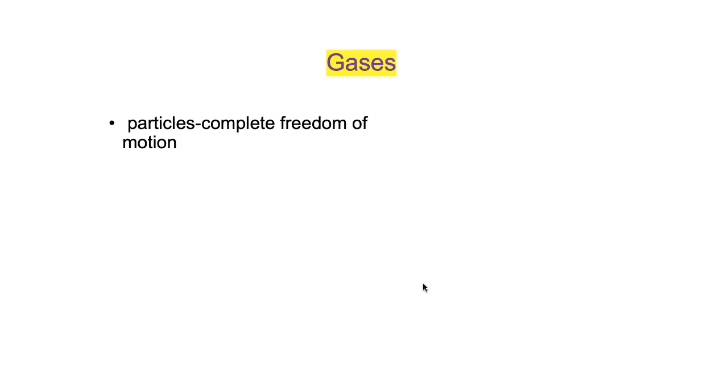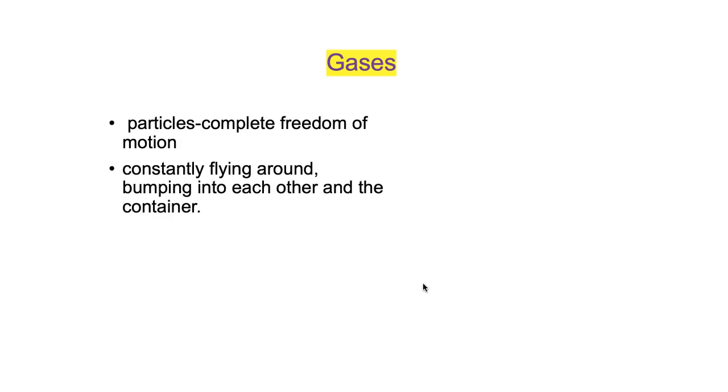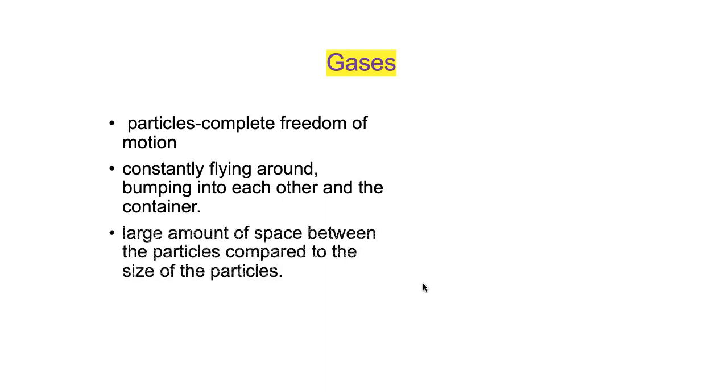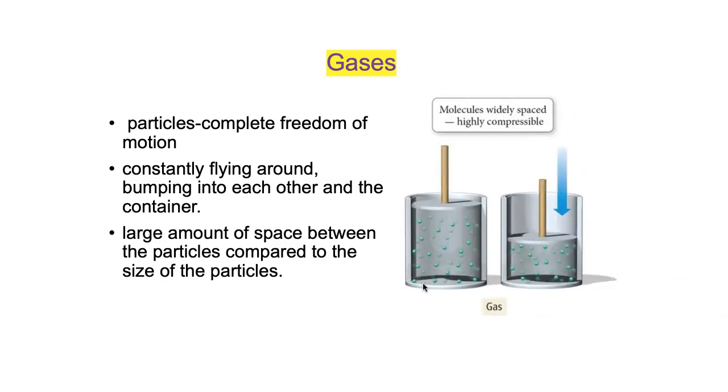Now for gases, particles have complete freedom of motion, constantly flying around, bumping into each other in the container. And there's a large amount of space between the particles compared to the size of the particles themselves. We can see here with this piston cylinder setup, a lot of space between these particles, represented by the green balls. You can push down on that piston, which means you're increasing the pressure and forcing those gas molecules together, so a gas is compressible.